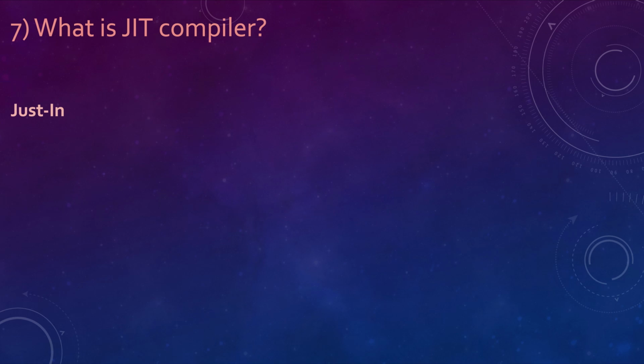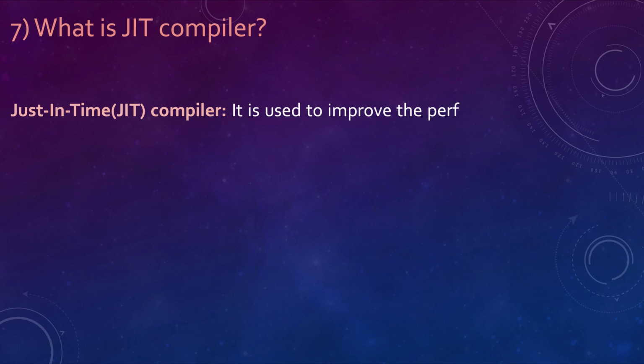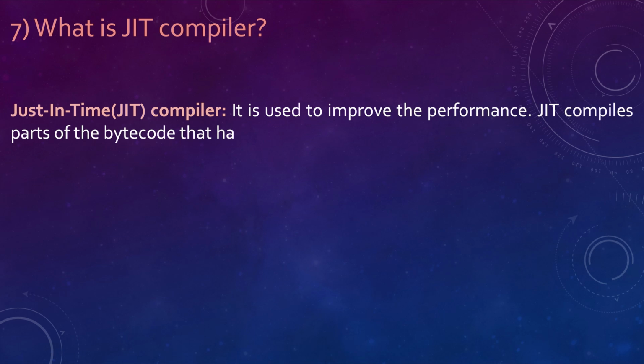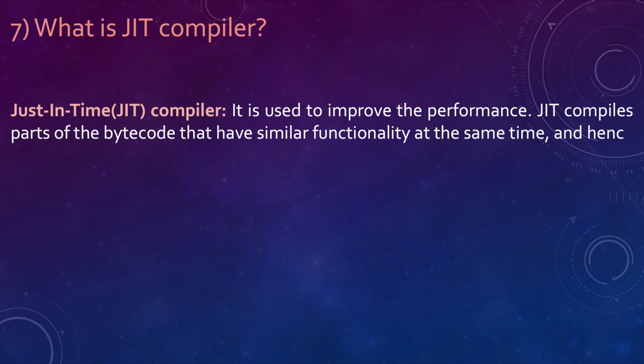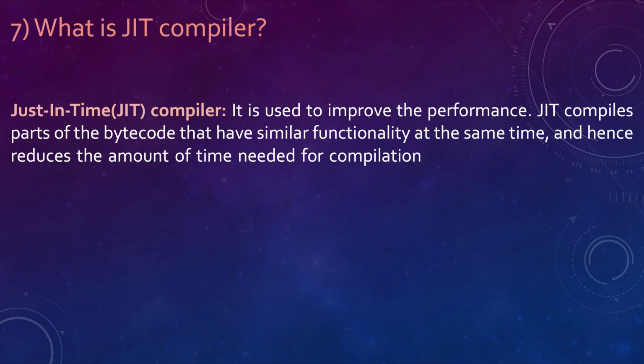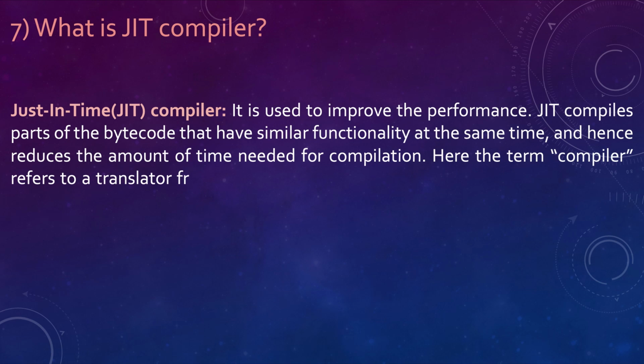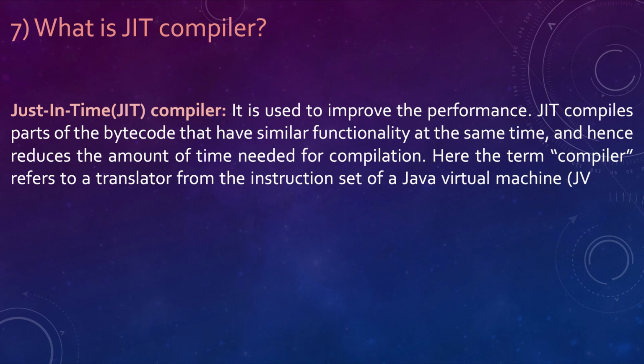What is JIT compiler? Just in time compiler. It is used to improve the performance. JIT compiles parts of the bytecode that have similar functionality at the same time and hence reduces the amount of time needed for compilation. Here the term compiler refers to a translator from the instruction set of a Java virtual machine to the instruction set of a specific CPU.